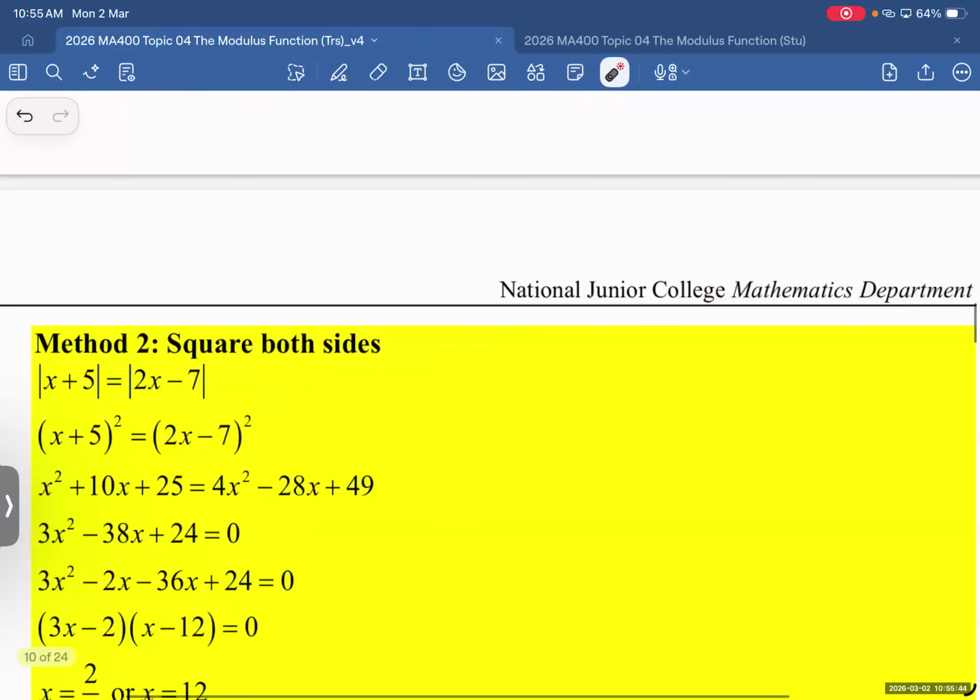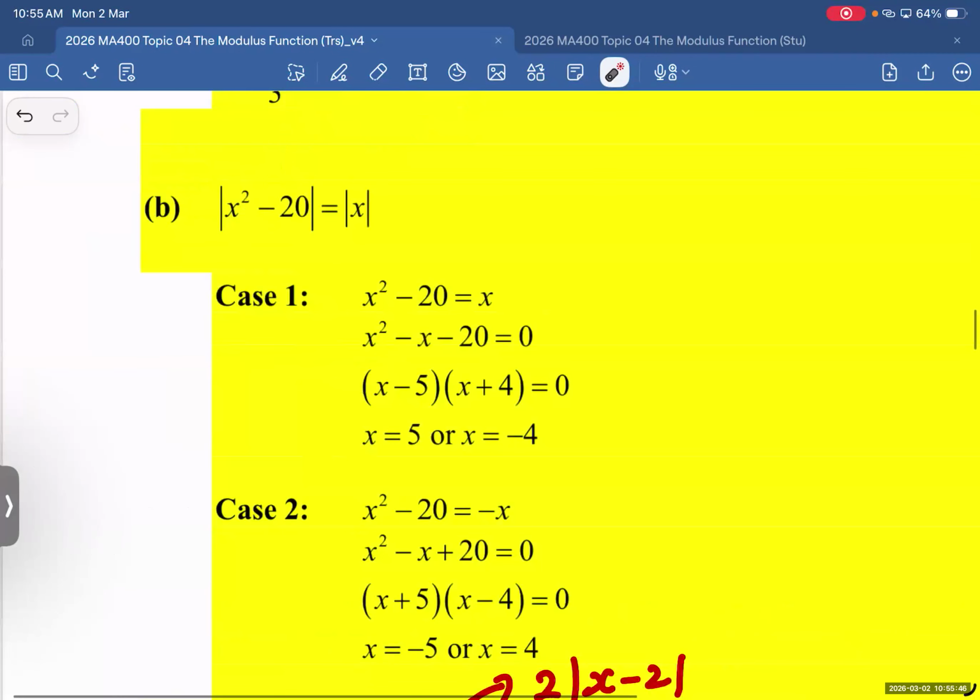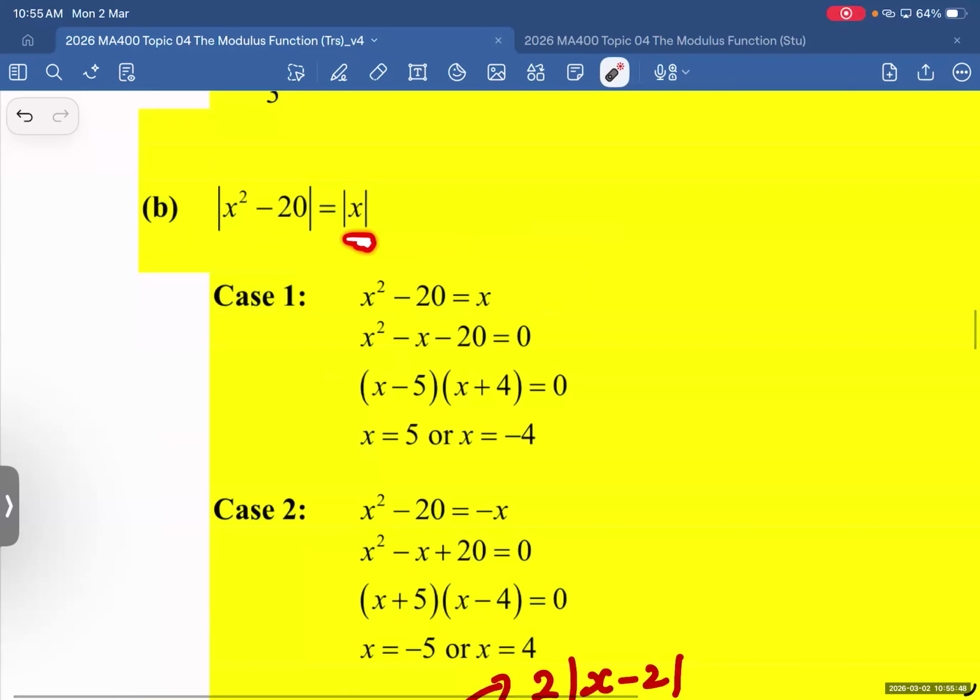So if I look at B, modulus is like a protector. If I'm inside the modulus, I can be anybody I want. I can be X, I can be negative X. But if outside the modulus, then I need to be positive. So you notice I got 4 answers.